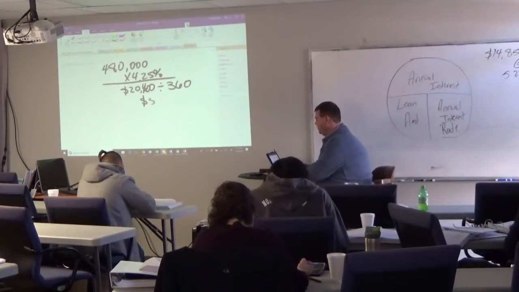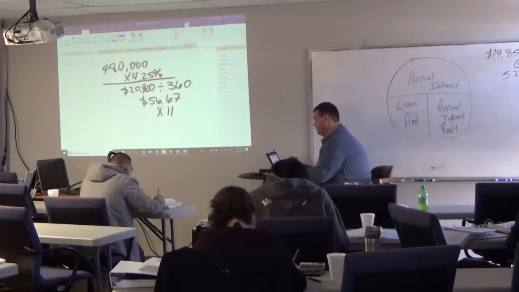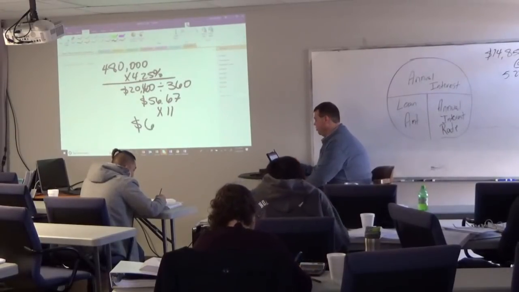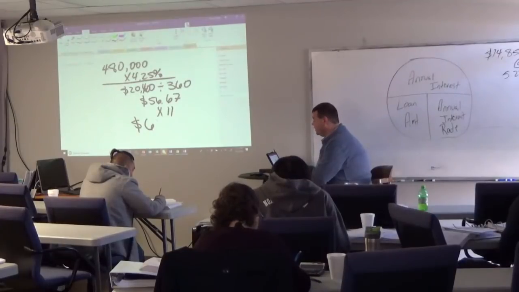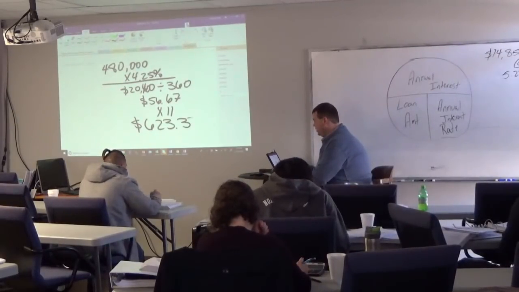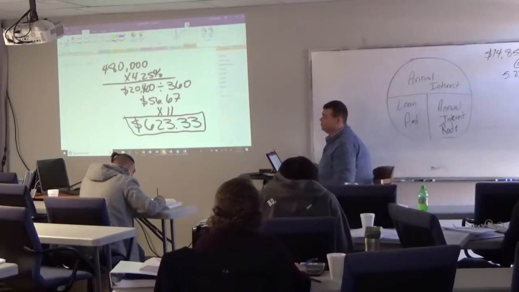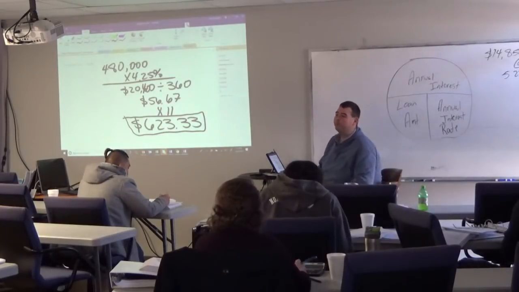That is $56.67 per day times 11 days. And that is going to be the interim interest charge. That's the interest paid in advance by the buyer, $623.33 (about $623.32). And that's what you call interim interest.